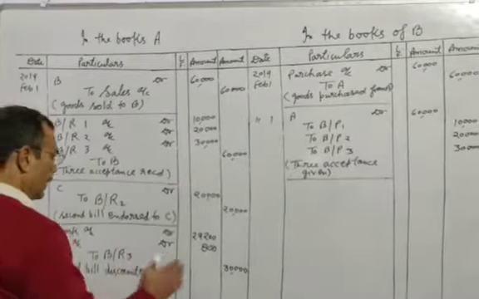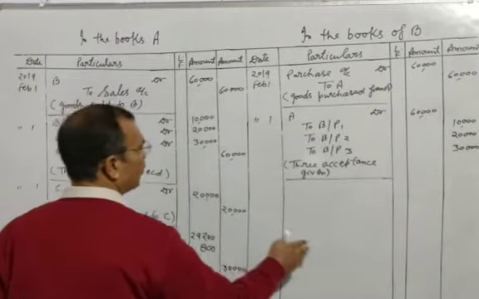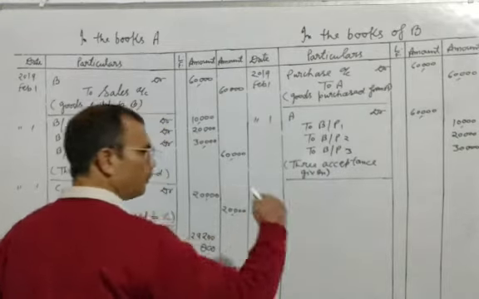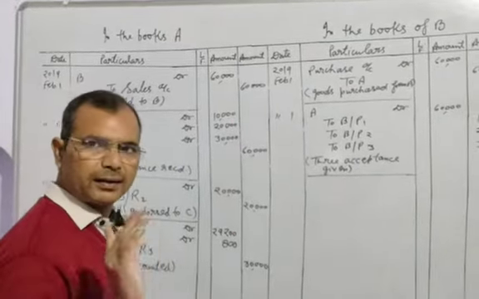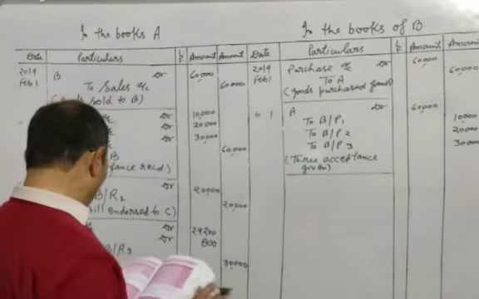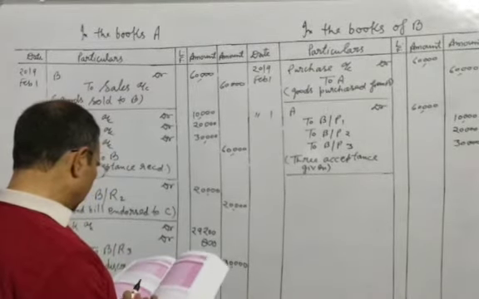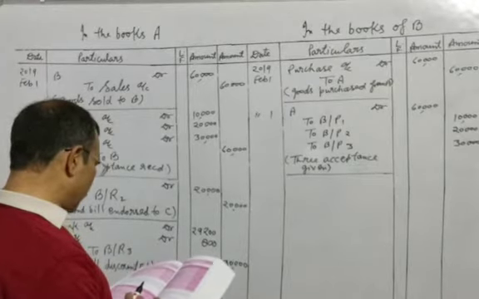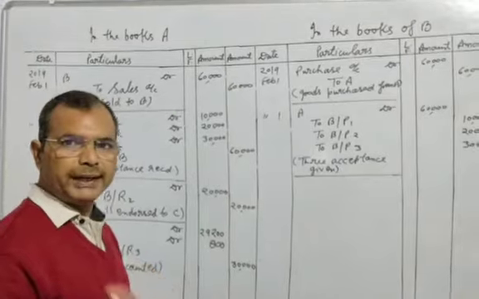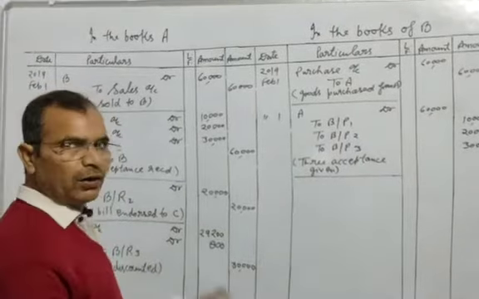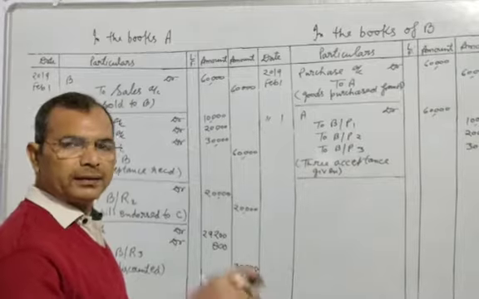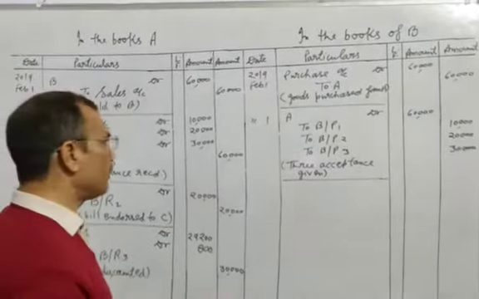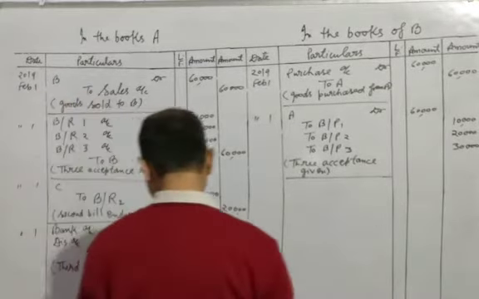Okay, and again the opposite entry will not be entered here in the books of B, because it would be written in the bank. Clear? Now what will happen after this? All the bills were met by B on due date. Means on due date we will make the payment of the 3 bills one by one.